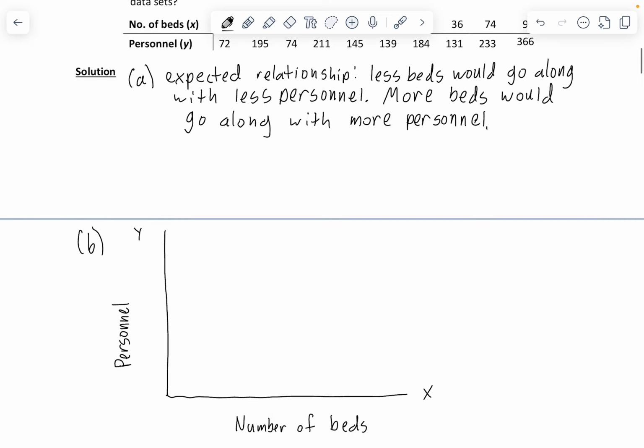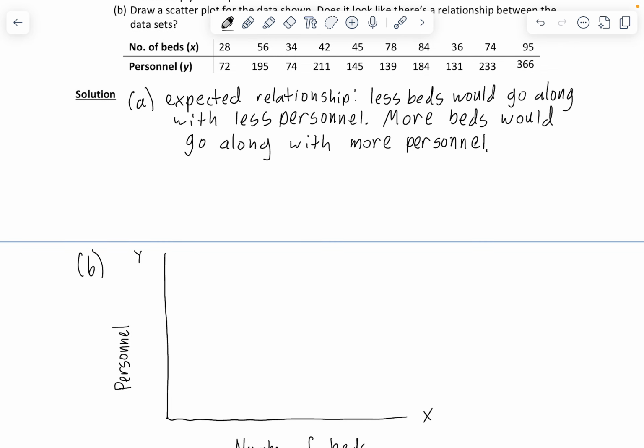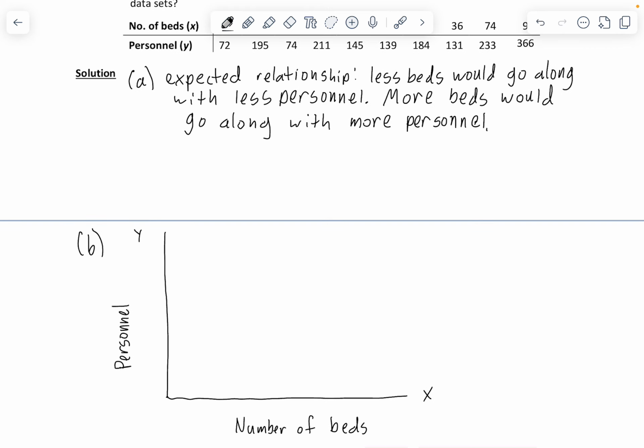If you look at the actual data here, the smallest number in the X category is probably 28. The largest number looks like 95. So when I'm scaling my data, I'm going to start at 0 and go in increments of 10: 10, 20, 30, 40, 50, 60, 70, 80. Looks like I'll have to make this a little bit longer. So let's do that.